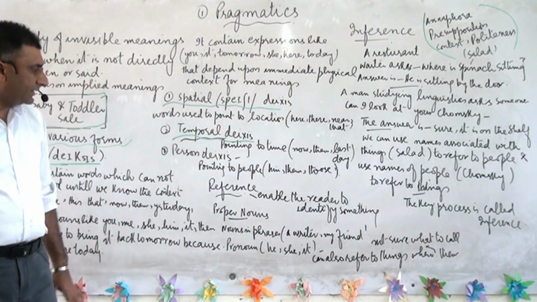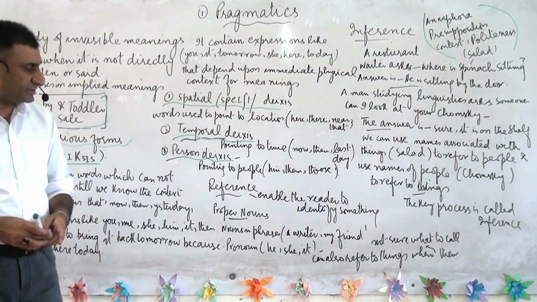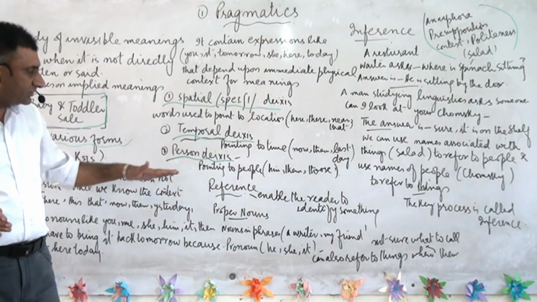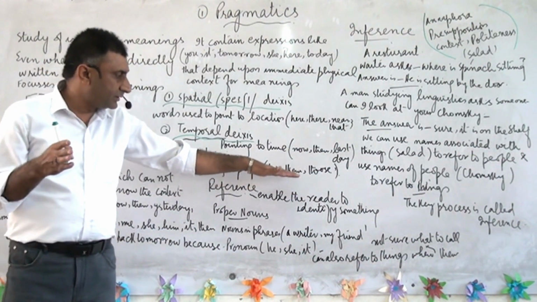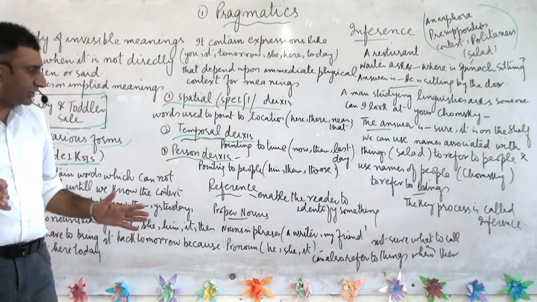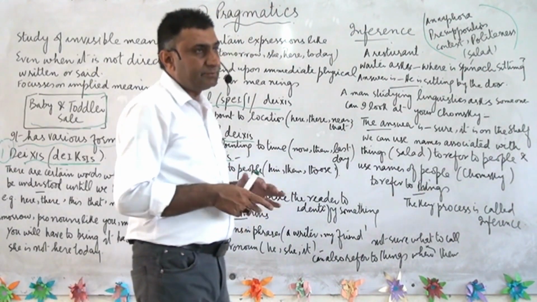The third one is called person deixis. Person deixis means these are also the words which are used to point out people, for example, him, them, those. These are all deixis. And what is really the meaning of deixis?